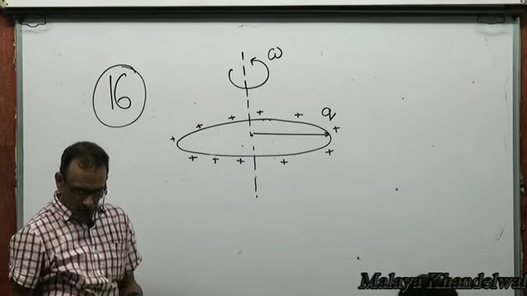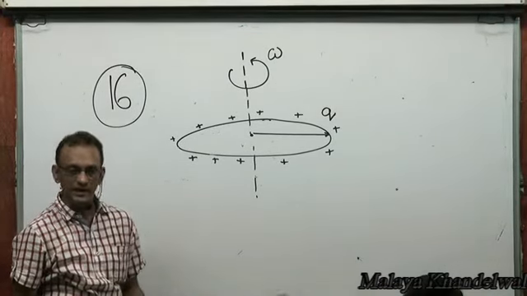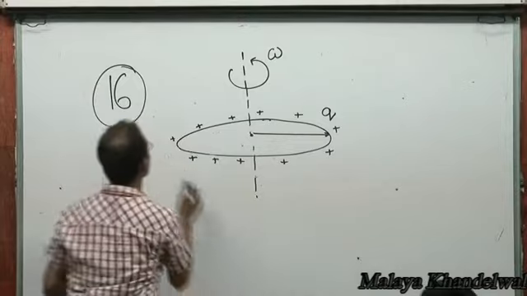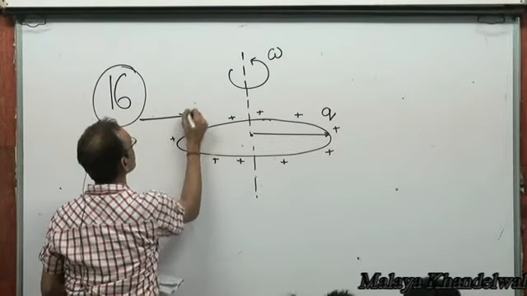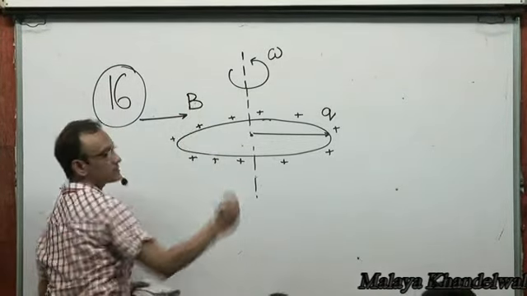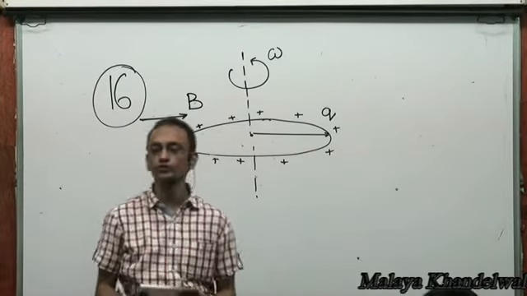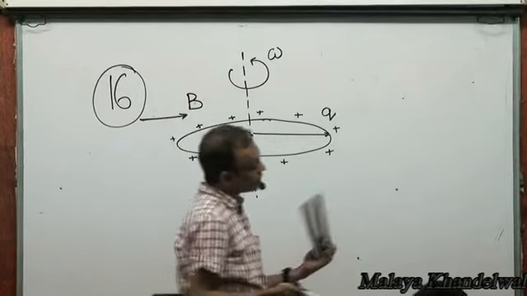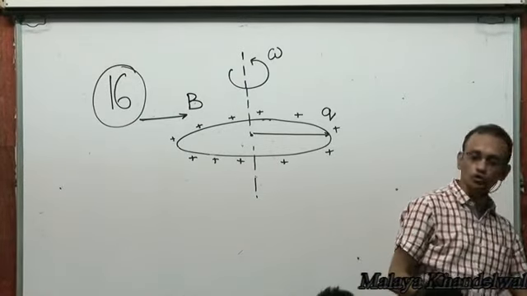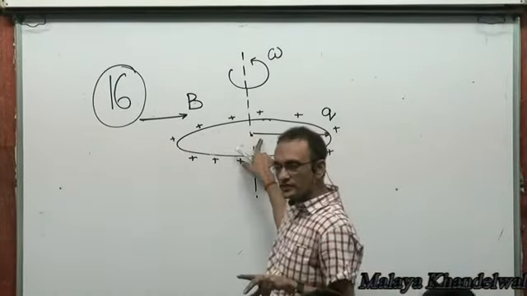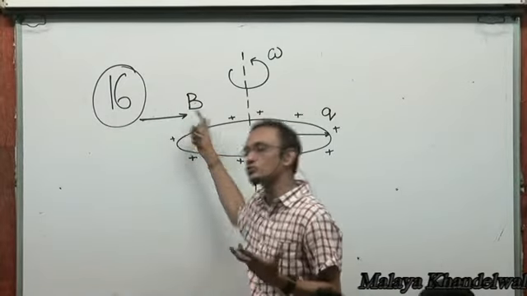A uniform horizontal magnetic field exists in space. Uniform B exists in space. We want to find the torque acting on the ring due to the magnetic force. Again, all that you need to do is mu cross B. Find the magnetic moment of this and cross it with this. That's going to be the torque.